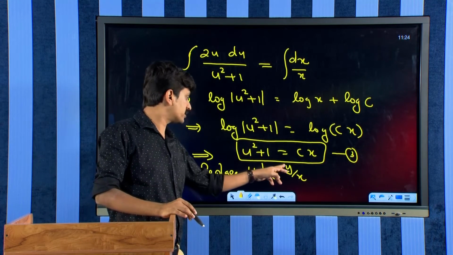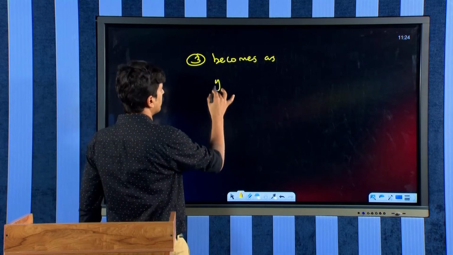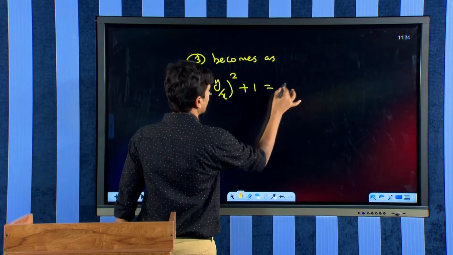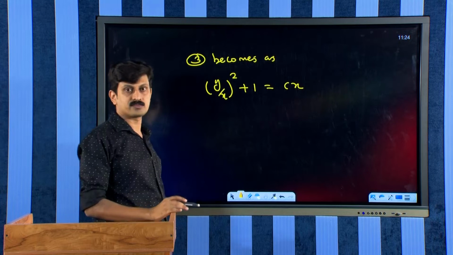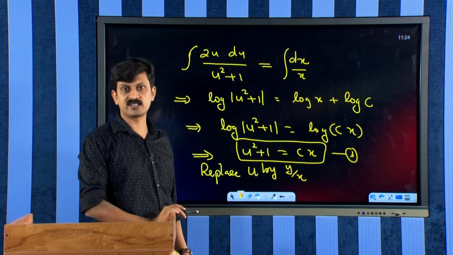So, we replace u by y by x. So, (y by x) whole square plus 1 is equal to some cx.